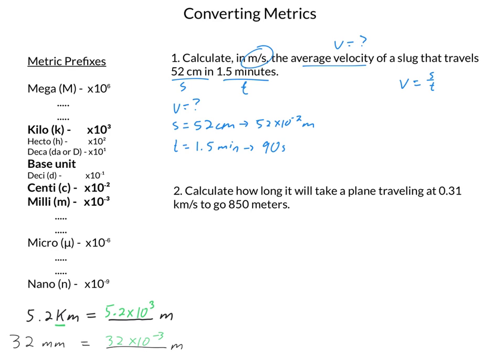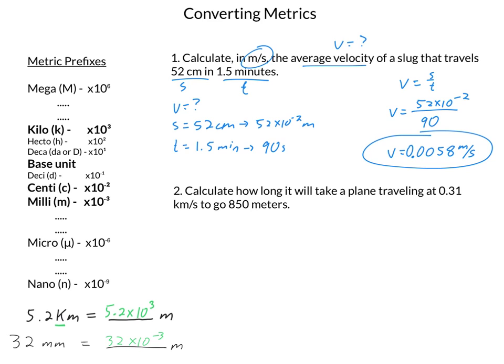Now I have everything in base units so that I can substitute into my equation. And whenever I type into my calculator using scientific notation, 52 times 10 to the negative second, divided by 90 here, I turn out with 0.0057 repeating, and so round that to 0.0058 meters per second.